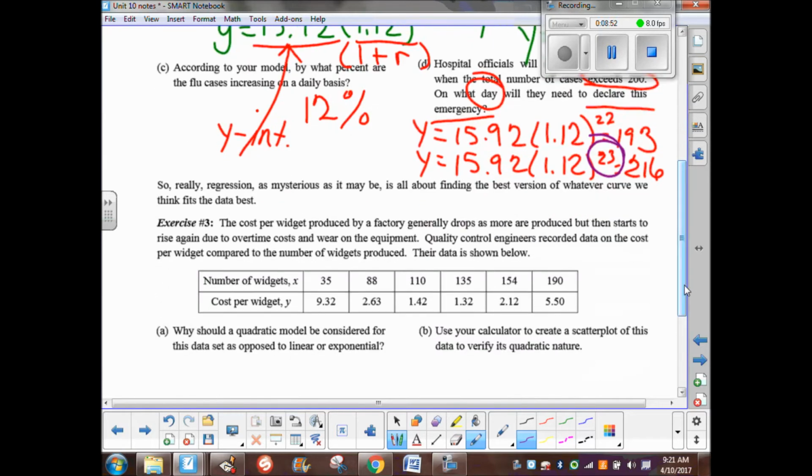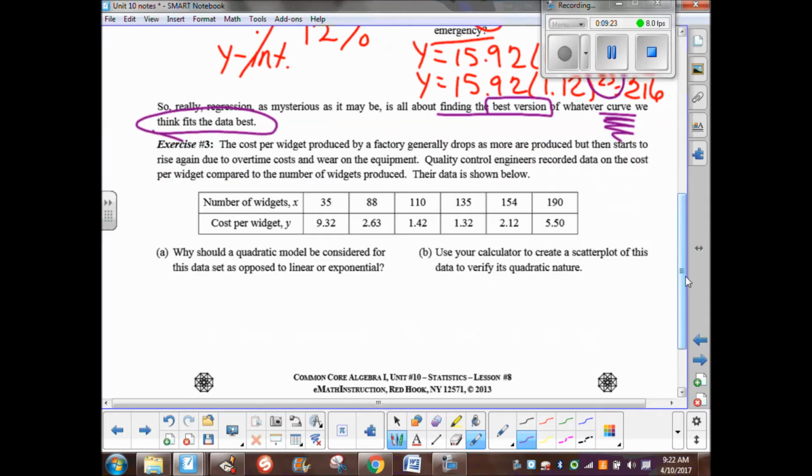So really, regression, as mysterious as it may be, is all about finding the best version of whatever curve we think fits the data best. So if we think it's linear, we go with linear regression. If it looks more exponential, we go with that. And then I think this one does quadratic, if my memory serves me correctly. So let's look at this third example.